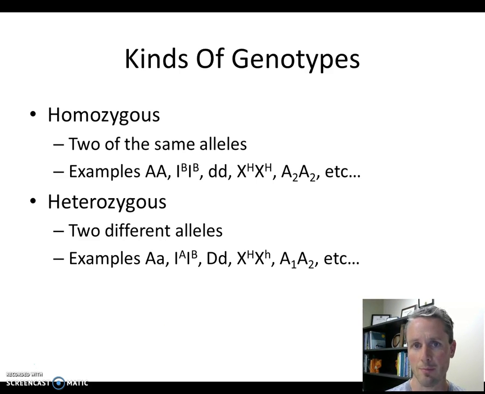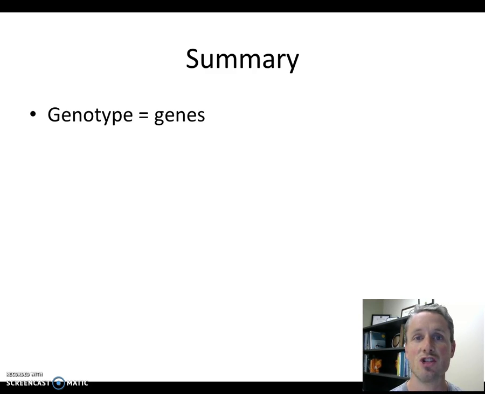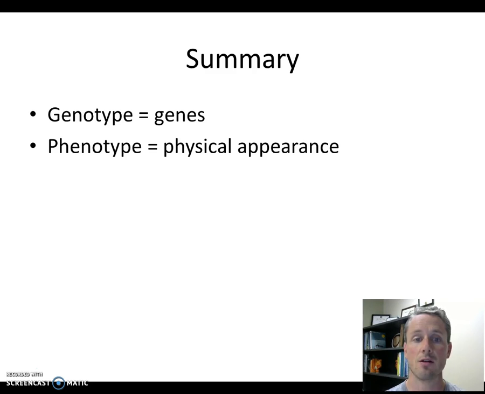All right, so let's wrap up phenotype and genotype. To summarize, the genotype is the genes that are in our cells. And we just talked about the combinations of genes that we can have. Two of the same allele, homozygous; two different alleles, heterozygous. And those genes control how our cells function. Inevitably, they lead to the phenotype, which again is the physical appearance. So genotype is the genes, phenotype is the physical appearance.